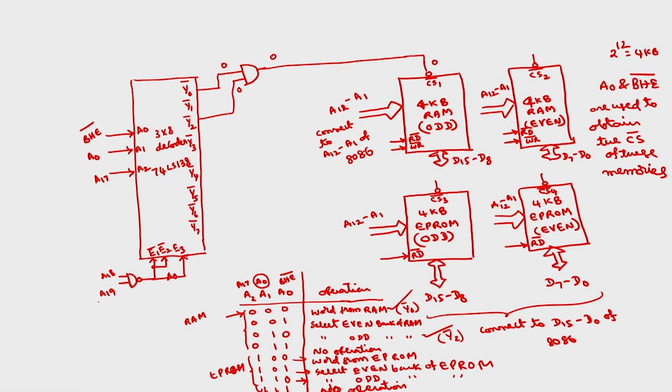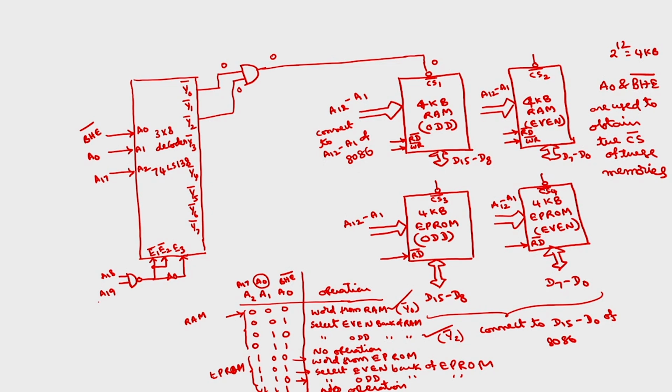Okay. So if both are 1s, then output is 1. Okay. So in order to select this odd bank of the RAM, either Y0 bar should be 0 or Y2 bar should be 0 or both should be zeros. Okay. In any case, chip select is selected. So this is how we can derive the expression for chip select of the first odd RAM bank.